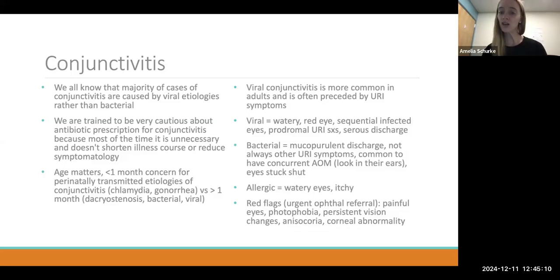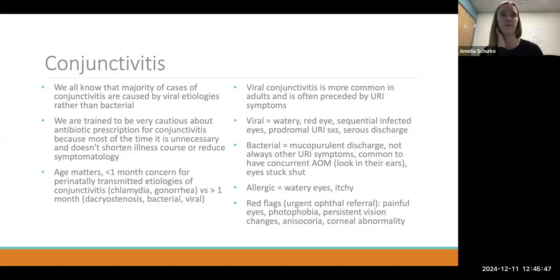One way to distinguish bacterial versus viral is often that you'll have a viral prodrome. That's URI symptoms with nasal congestion, watery, itchy eyes, a headache, fatigue, things like that. And bacterial, oftentimes, you might have concurrent otitis media, and so important to look in their ears, especially in the pediatric population. Anytime someone has an eye goop concern or eye discharge concern, take a peek in their ears.